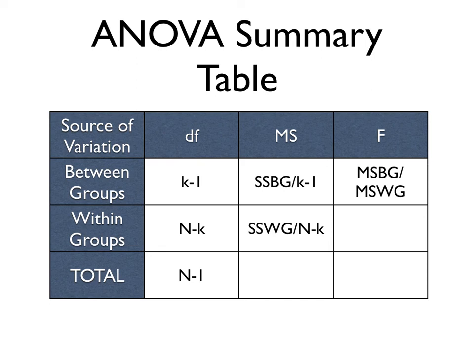By the way, remember that the null is that mu 1 equals mu 2 equals dot dot dot equals mu k. All you're saying is at least two of those means are different. You aren't saying which two means are different, or that three means are different. You're saying at least two of them are different from each other. It's about an overall pattern. It's not about individual means.